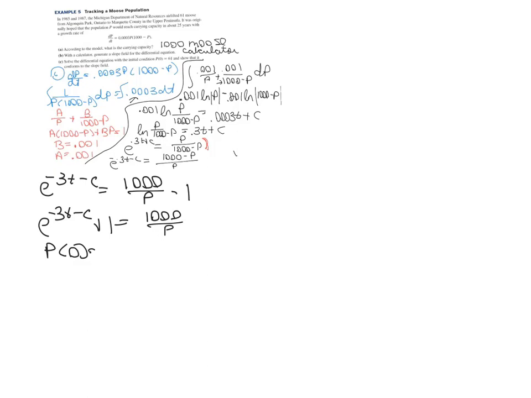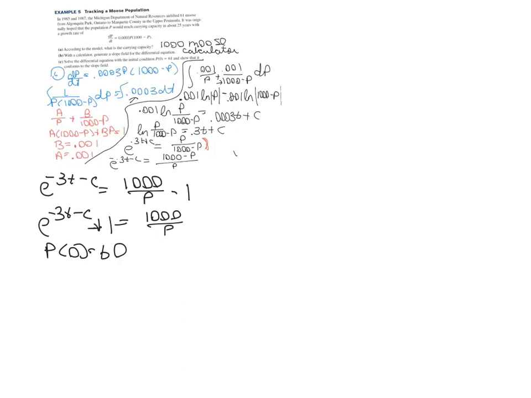Okay, so now going from there, I've flipped it, and the reason I flipped it is for this reason. I've got e to the negative 3t minus c equals 1,000 over p minus 1. So now that I've got that, I'm going to take my 1 over, so I've got e to the negative 3t minus c plus 1 equals 1,000 over p. And then I need to go ahead and use the fact that I had p sub 0 is equal to 60. Let's go ahead and put that in there.